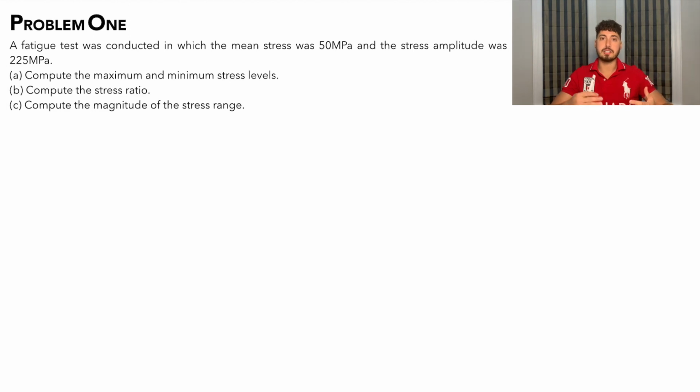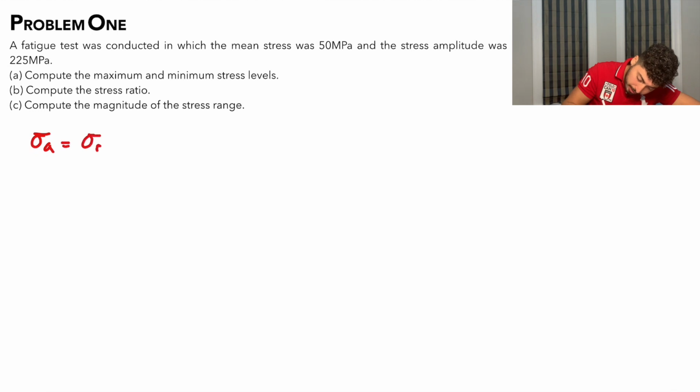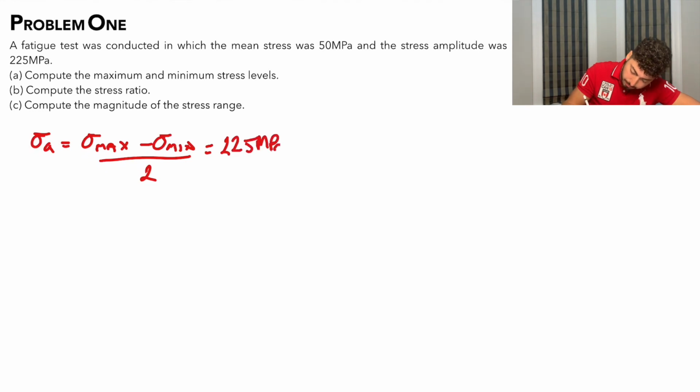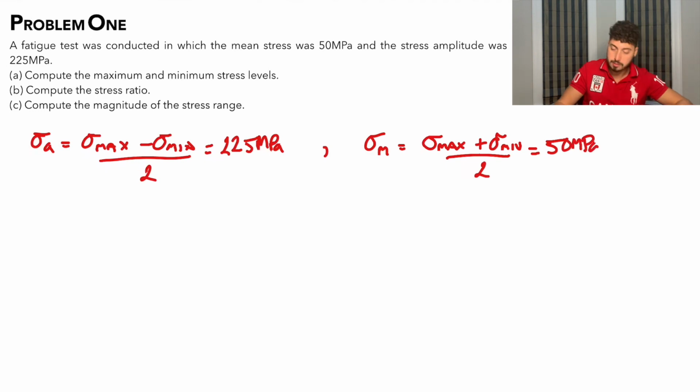So part A asks us to calculate the maximum and minimum stress values, but the problem only gives us our mean stress and our stress amplitude. So let's write down our two equations and figure out if there's anything we can do through manipulation and solve for our unknowns. So our stress amplitude is equal to our maximum stress minus our minimum stress divided by 2. And our problem tells us that our stress amplitude is equal to 225 megapascals. Now we can write down our mean stress equation. So our mean stress is equal to our maximum stress plus our minimum stress divided by 2. And the problem says that that's equal to 50 megapascals.